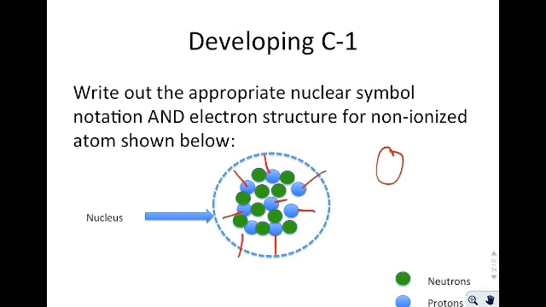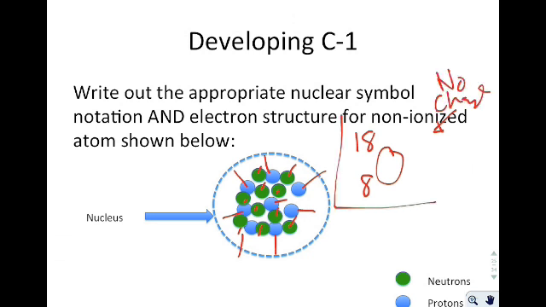So when we write 8 protons, the next thing we do is look at the number of neutrons. There's 1, 2, 3, 4, 5, 6, 7, 8, 9, 10 neutrons. So we would put an 18 right there, because that represents the atomic mass, the number of protons plus the number of neutrons. The next thing we say is it's non-ionized, so there is no charge, and we don't have to put anything there. So this is the nuclear symbol notation for what's drawn.